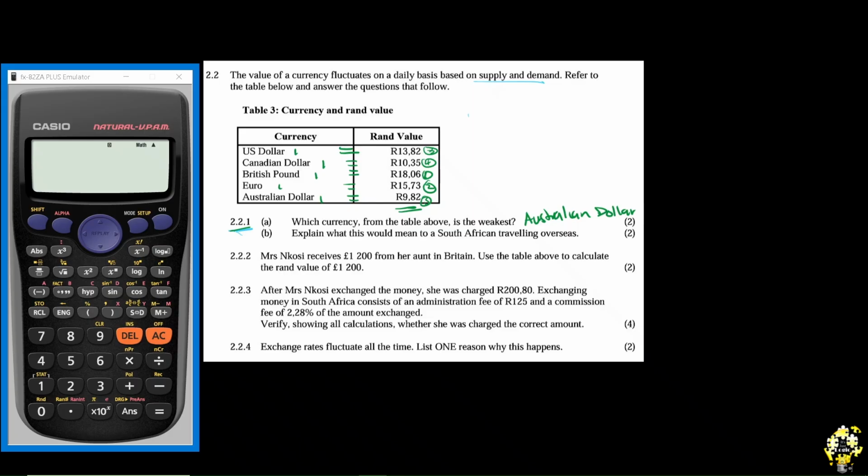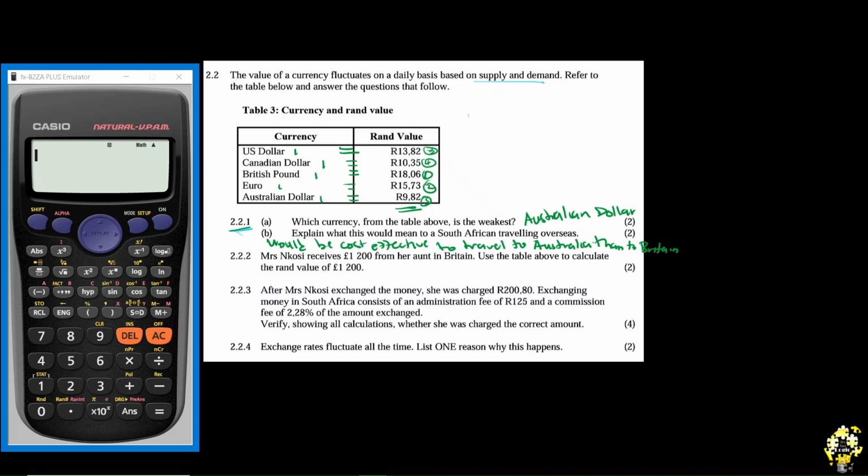Explain what this would mean to a South African traveling overseas. It would be better to travel to Australia. It would be cost effective to travel to Australia than to travel to, let's say, Britain.